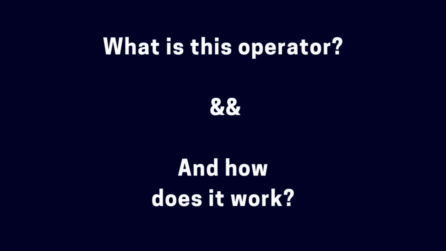What is this operator and how does it work? This operator, represented by two ampersands, is the AND operator. The way it works is it compares two values, or two operands. When both operands result to true, then it will return truthy.